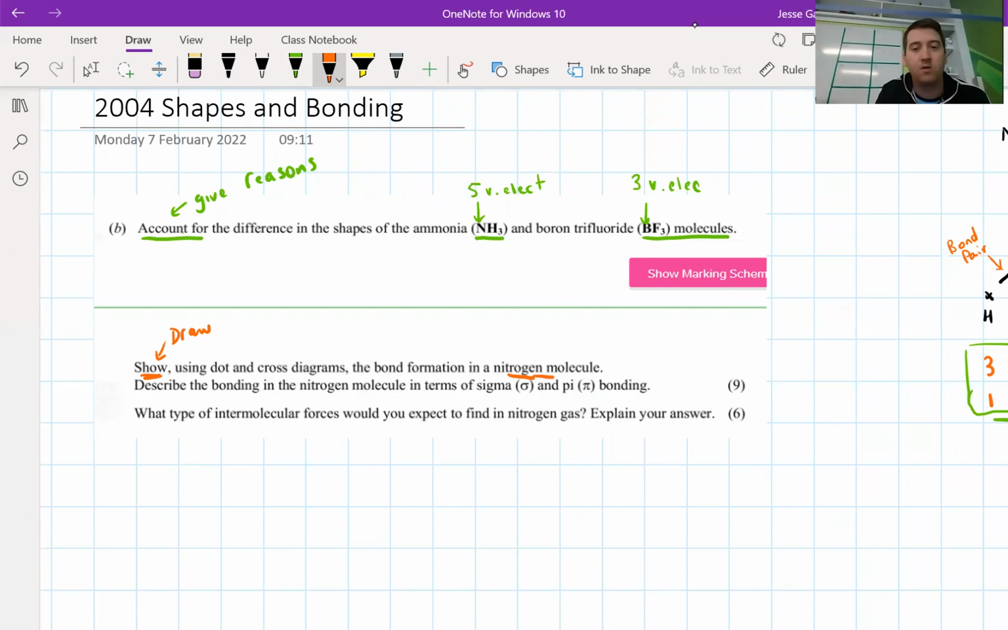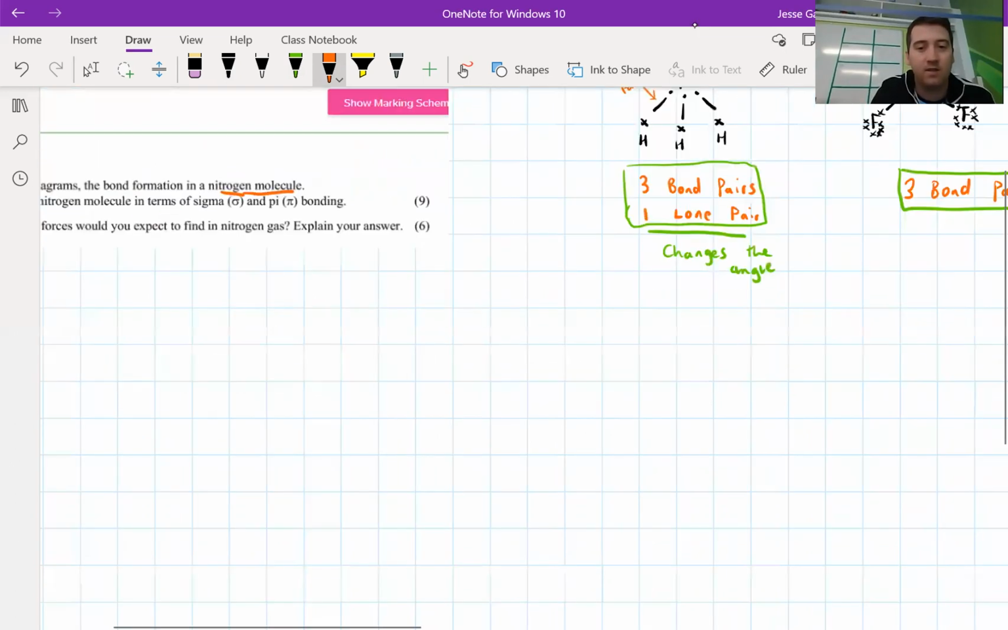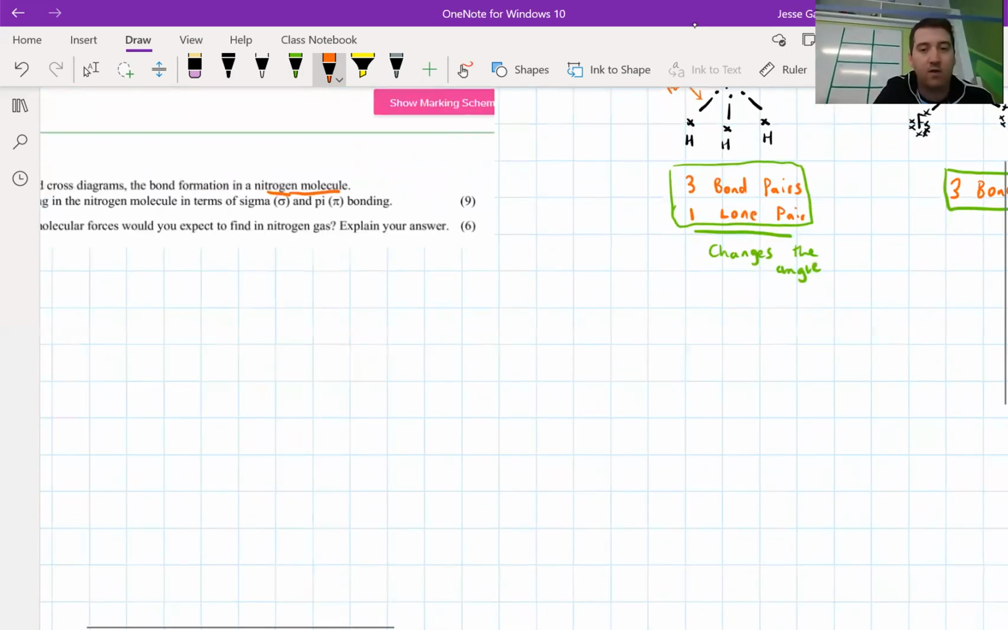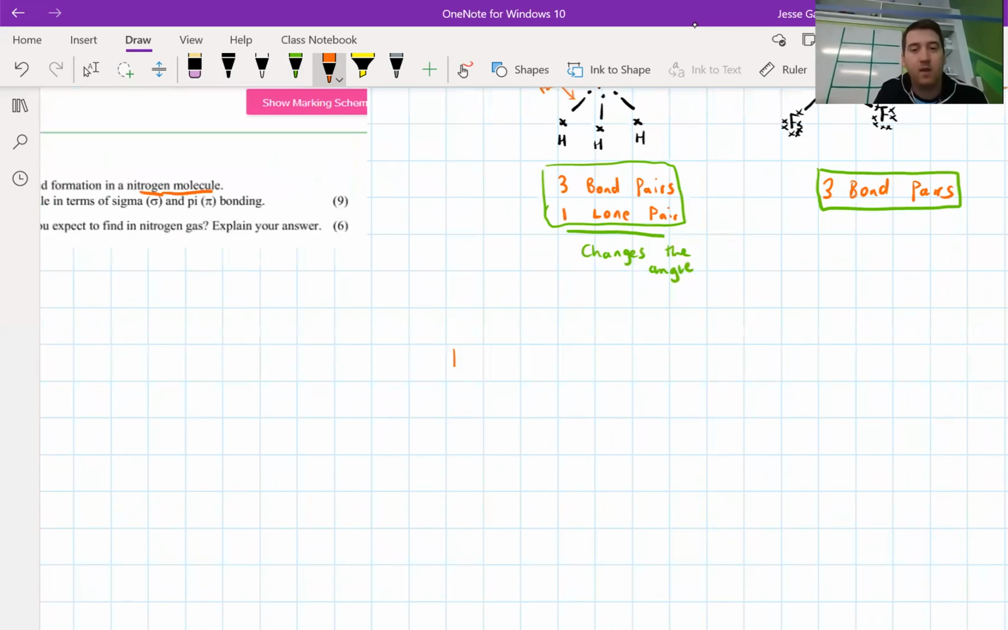So the first thing I want you to do is write down the formula of a nitrogen molecule. I'm going to go ahead and write it down here. It doesn't have a question number, so we'll just call it B1. What is the formula for the nitrogen molecule?